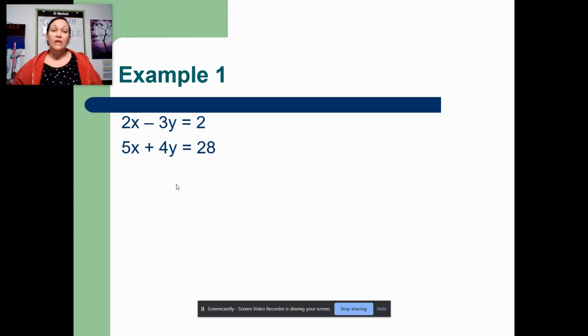In this problem, there is an easier letter to eliminate, and that is the letter y. The reason why y is easier to eliminate is because it already has opposite signs. The first one is negative and the second one is positive.